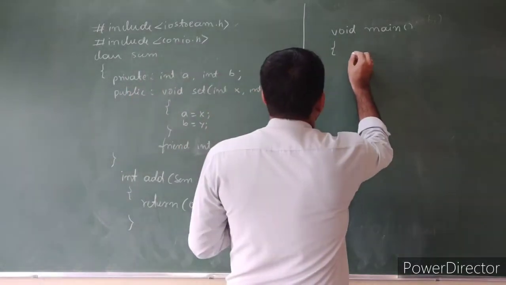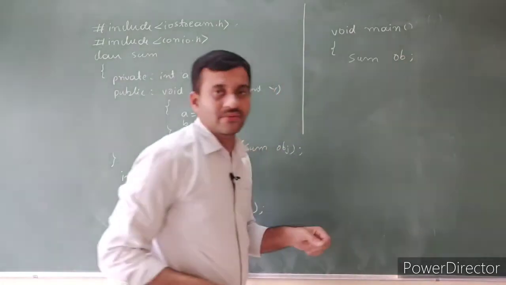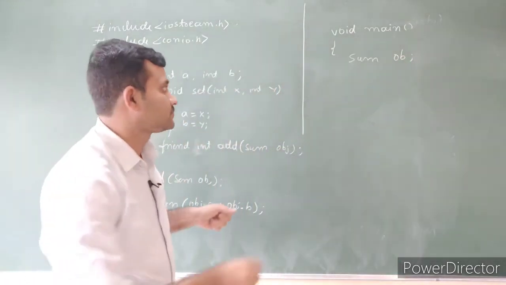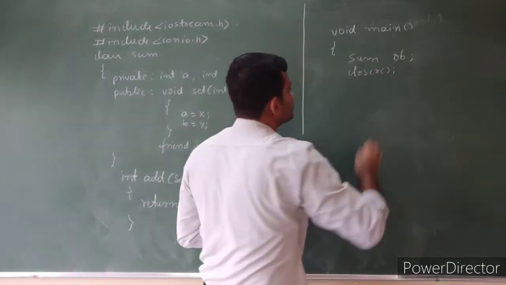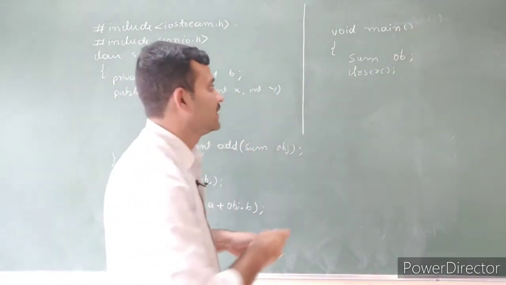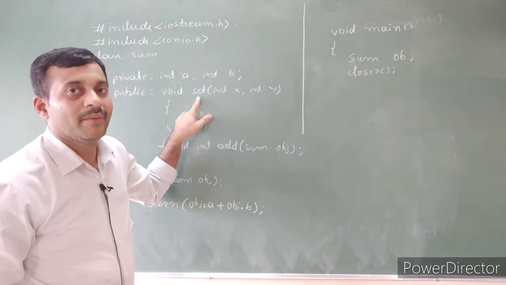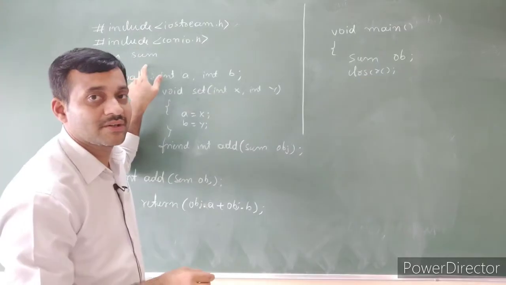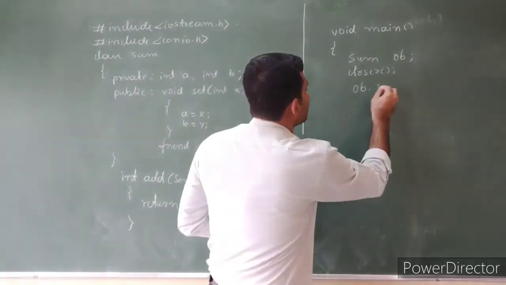See, first we create an object for the class sum. Here we use OB. OB stands for object name. Then clear screen, CLRSCR. Next, first we call the function set. Set is a member of the class sum. So we have to use the object OB dot set.